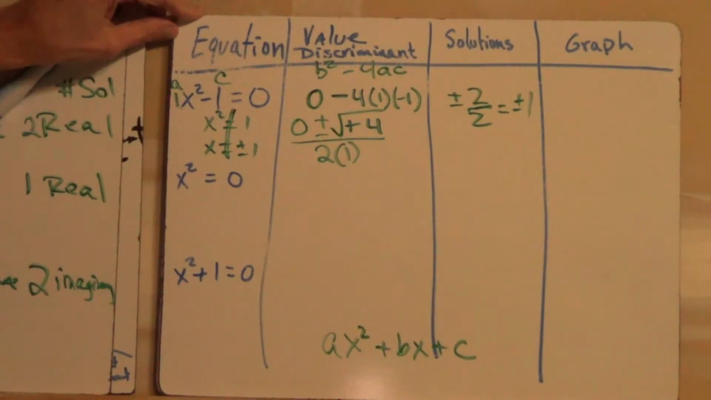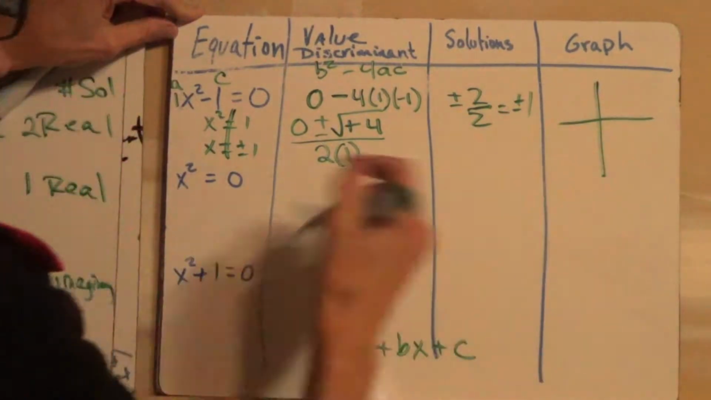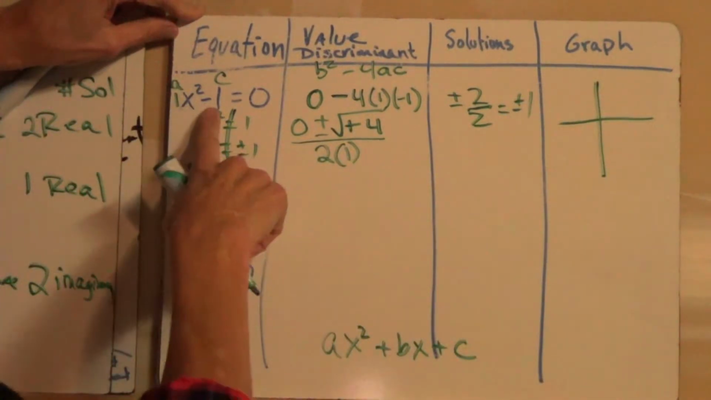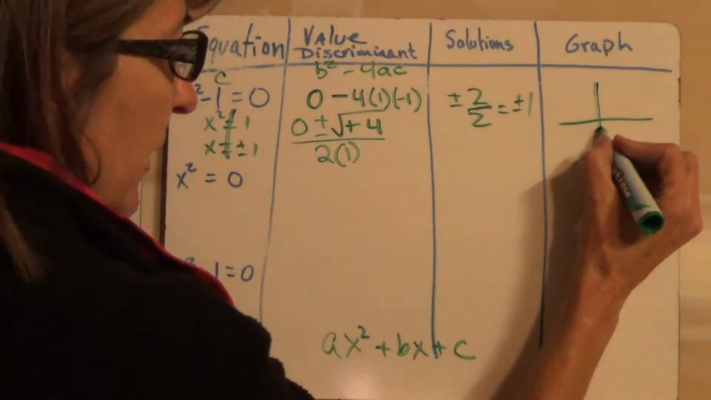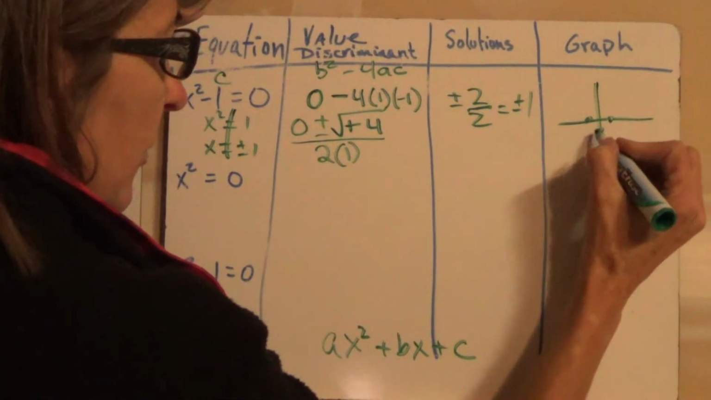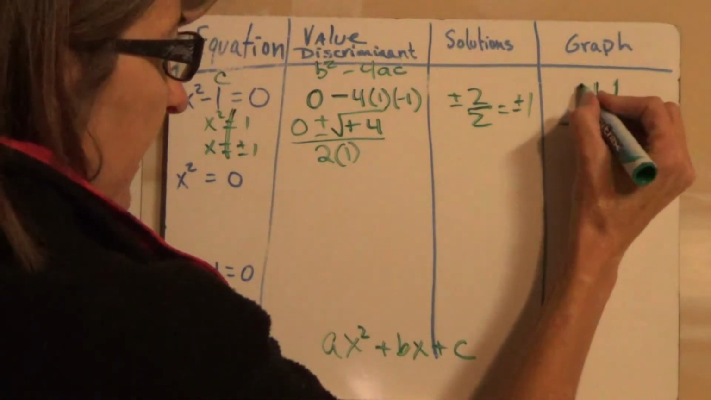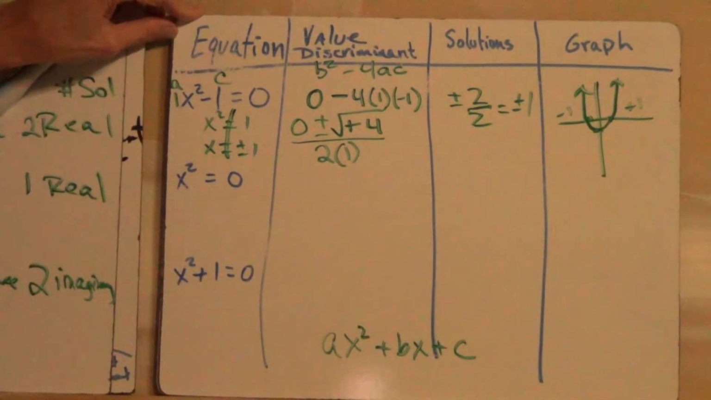On a graph, how would that look? If we were to graph it, this is transformed down 1, so it crosses right here, and 1 squared is 1. So it crosses the x-axis right at +1 and -1. Okay?